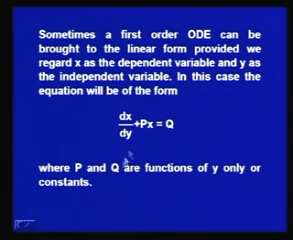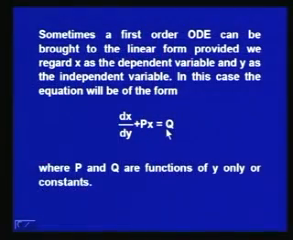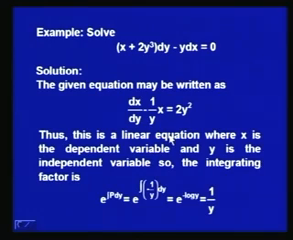Now, sometimes what happens is that a first order ordinary differential equation is not in the form which we have discussed earlier, that is dy/dx + py = q, but it can be brought to the linear form provided we regard x as the dependent variable and y as the independent variable, that is we interchange the roles of x and y. So, in this case the equation will be of the form dx/dy + px = q, where p and q now will be functions of y only or they will be constants.